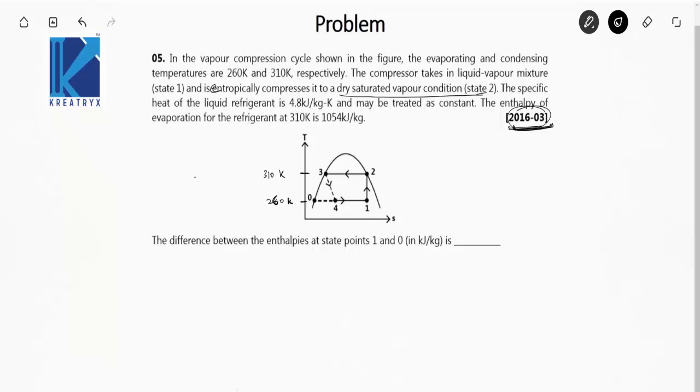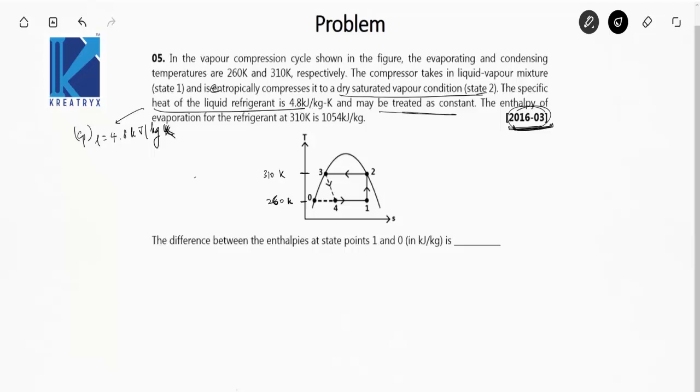Okay, so basically it is explaining this process which is given to us in the figure. The specific heat of the liquid refrigerant, that is CPL, has the value 4.8 kilojoule per kilogram Kelvin, and it may be treated as constant. This assumption is also given.